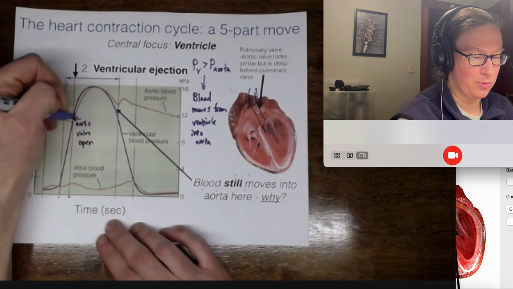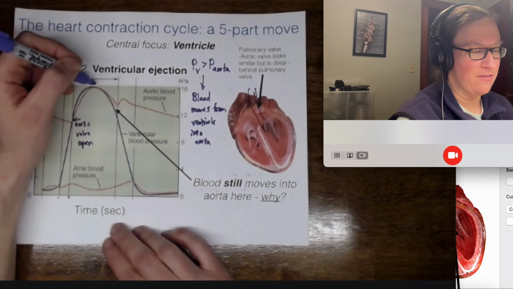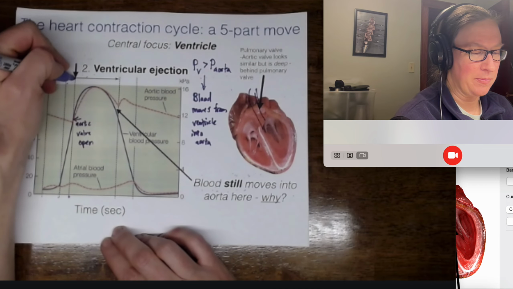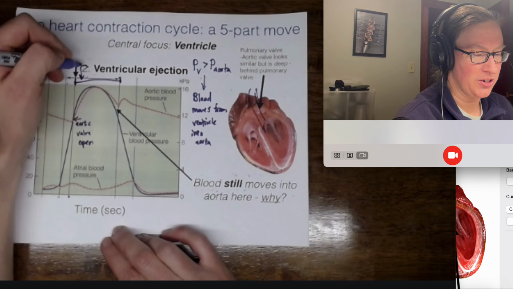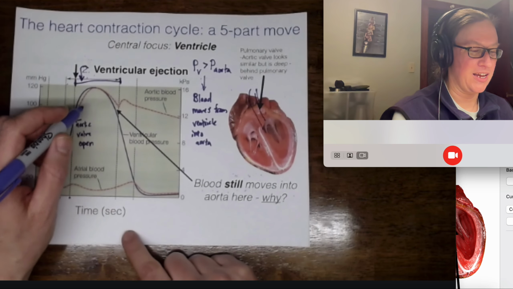So at this point is where the aortic valve is going to open, and then we're going to start to see the movement of fluid. So in the second part of the heart cycle here, this phase is ventricular ejection. Blood is flowing from the ventricle into the aorta.